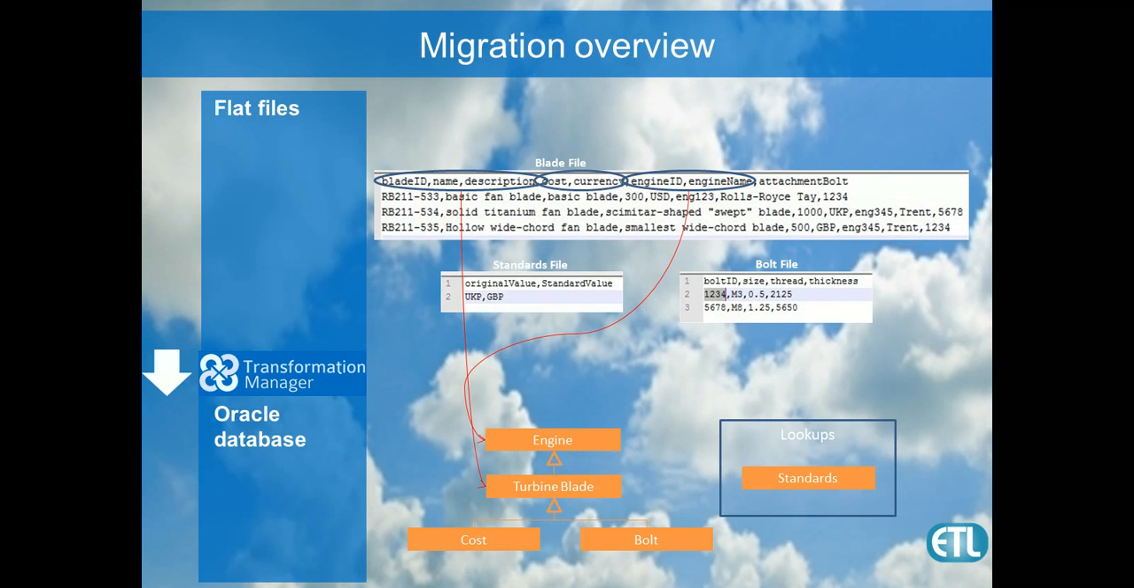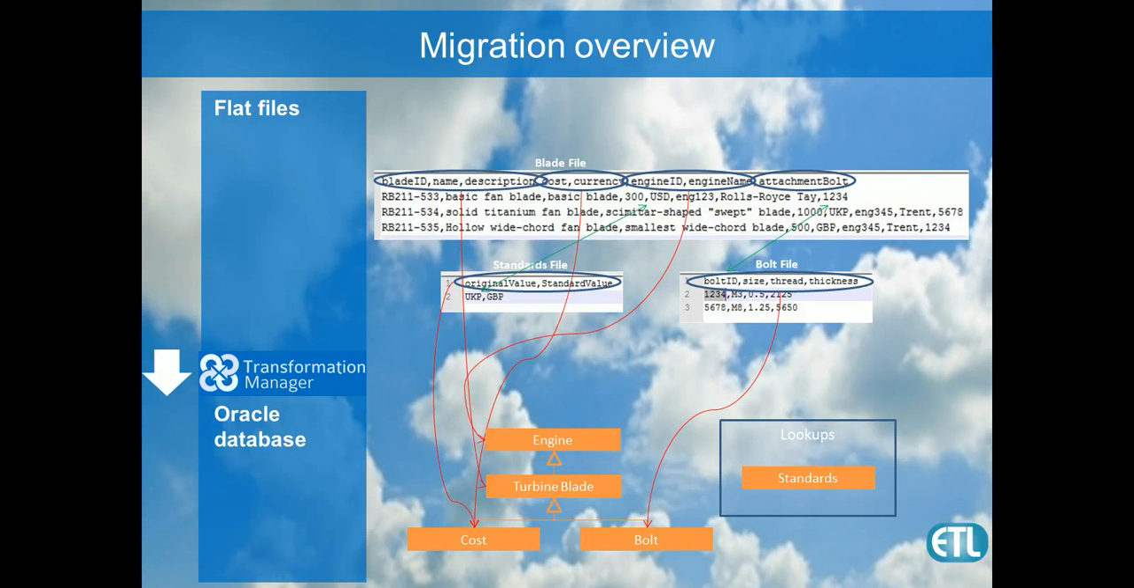Next, we're going to take the cost and the currencies. We're going to look up against the standards file. We're going to see if we can improve that currency value, and we're going to migrate that into the cost table. And finally, we're going to look at the attachment bolt, and you've guessed it, it relates to the bolt file. And we can get the information from that bolt file and then migrate that into the bolt table.